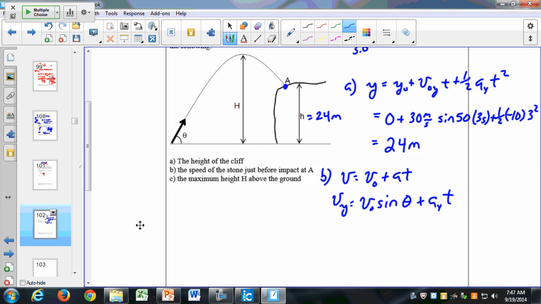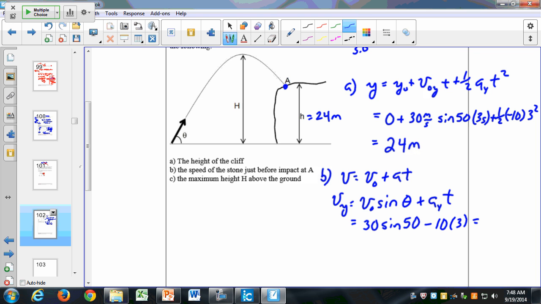I have the y component of the velocity. Yeah. Courtney, you have it? 22. Sorry, Courtney, what do you have? 22.9. Is that the y component? 30 sine 50. No, that's the y component of the initial velocity. What's the y component at 3 seconds? You have -7. Alright, so that's 30 sine 50, which is the y component of the initial velocity, minus 10 times 3. What did you say that is, Chase?